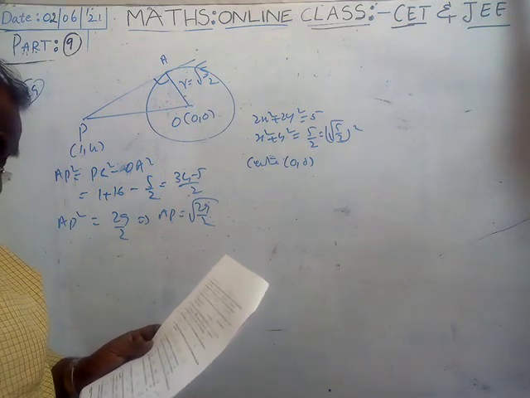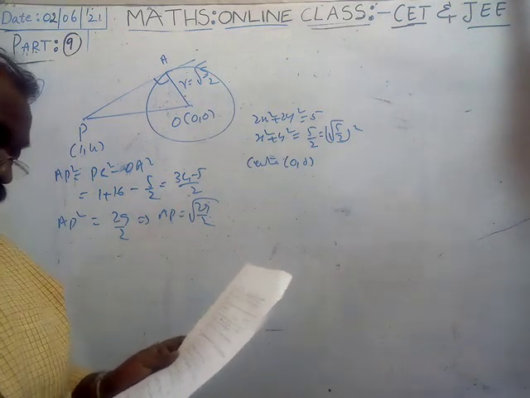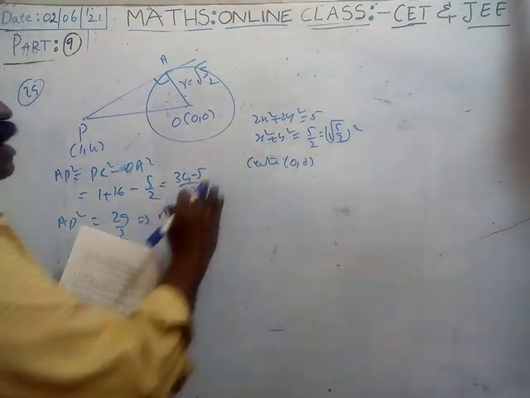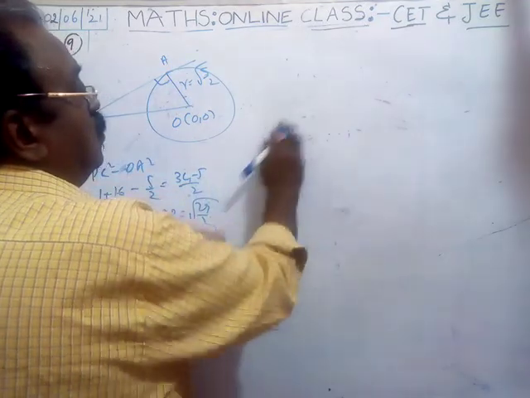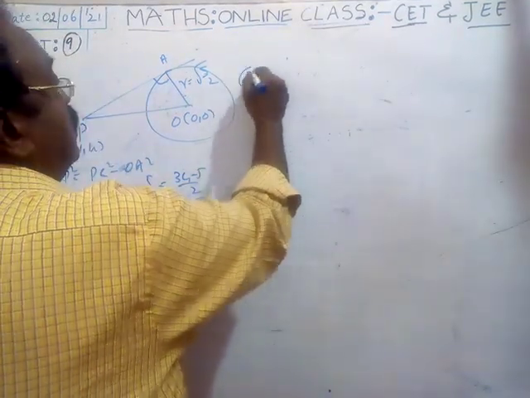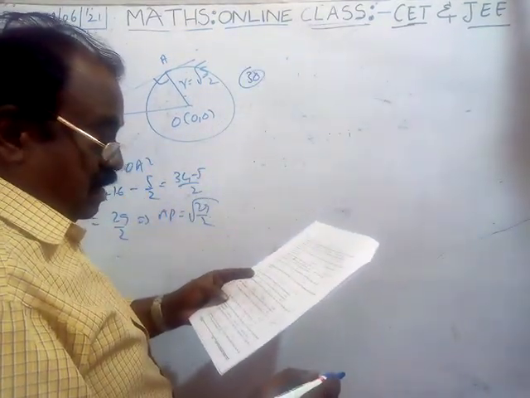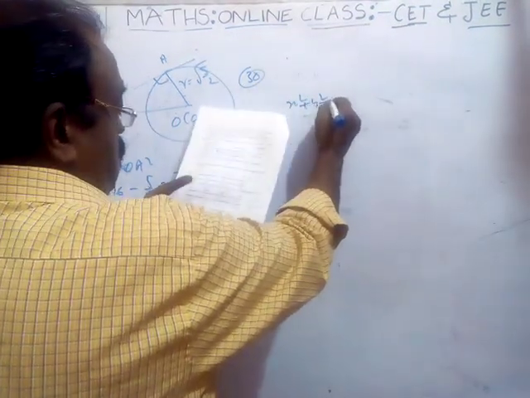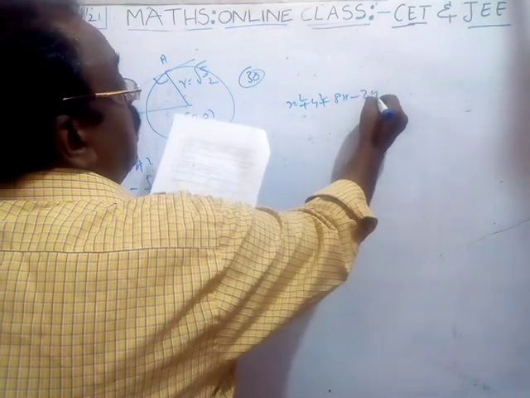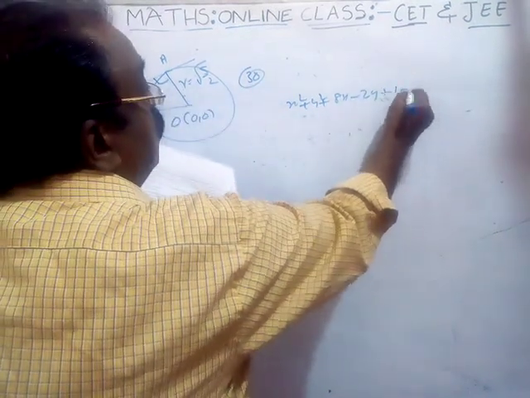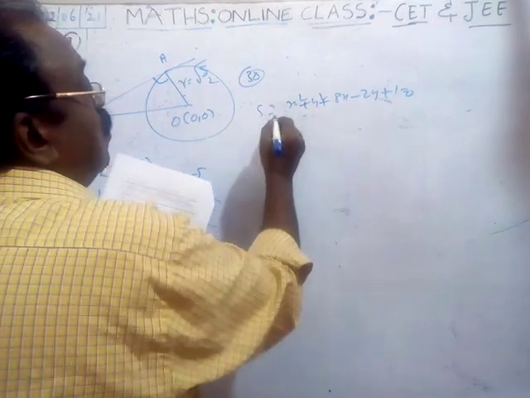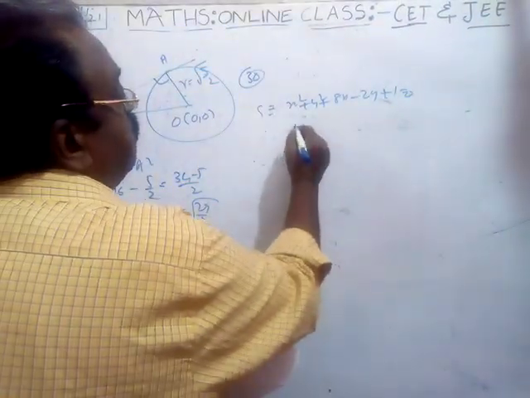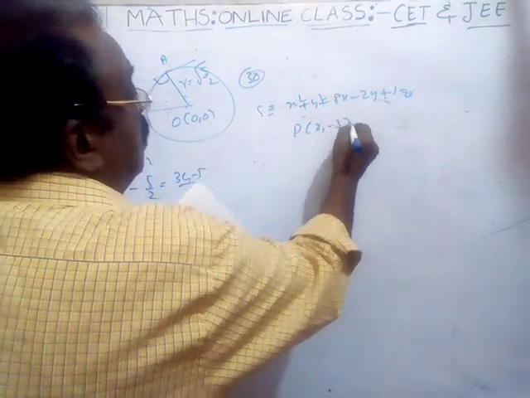30th. The length of the tangent from (−2, −3) to the circle. Same type of problem. Here also the length of the tangent is asked. The circle is x² + y² + 8x − 2y + 1 = 0. This is the circle equation. And the point is P, (2, −3).